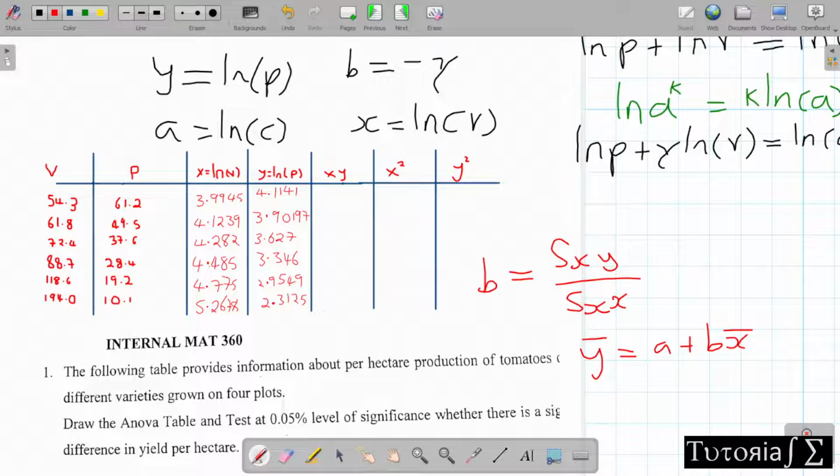Okay, then from here we'll replace in our equation Y is equal to A plus BX. Okay, we'll replace our B and our X there. Then from there we now come here.